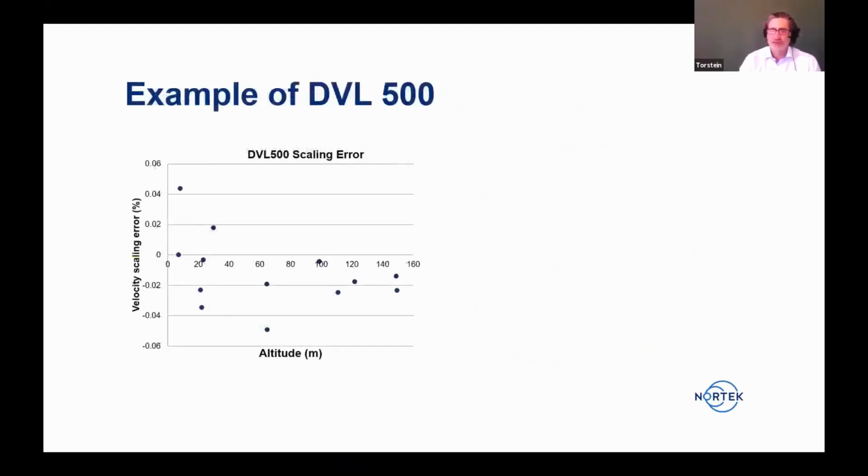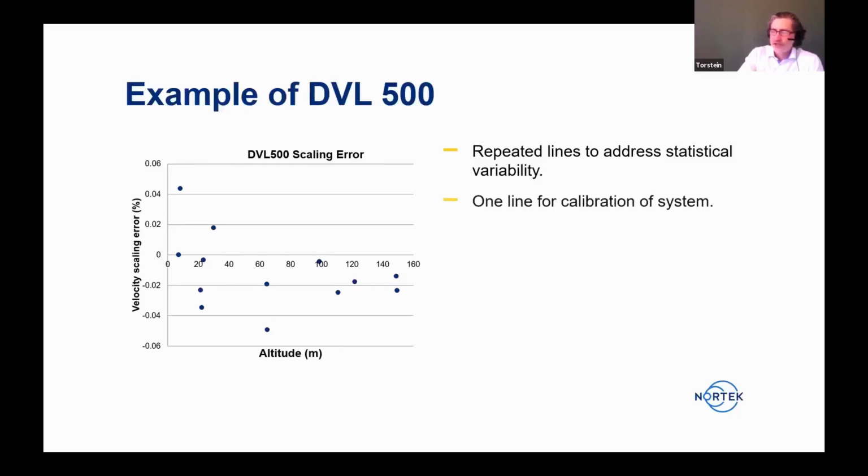So let's look at an example of DVL 500, which we have tested not too long ago. And what you see here is a series of runs. We have 13 runs, I believe, here. And we did repeated ones, of course, to address the statistical variability. And that's exactly what you see here. We have one line that is used for the calibration of the system. When I say the calibration, it's the calibration of the scaling factor. And all these other estimates are variations of that.